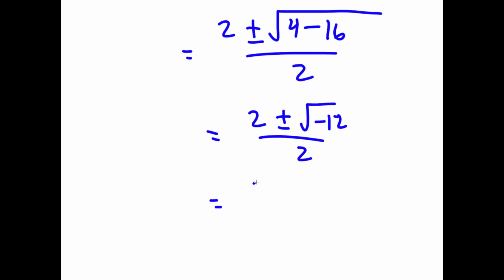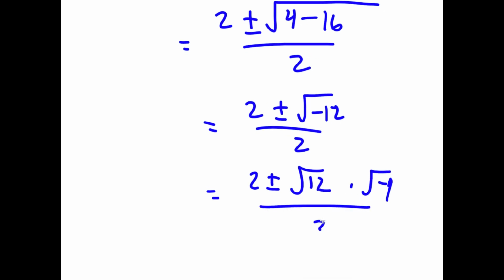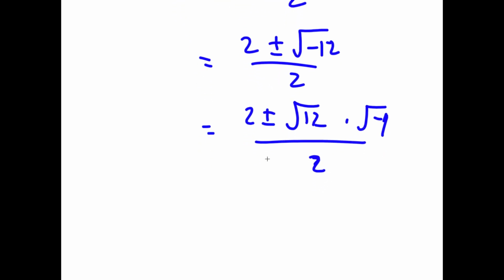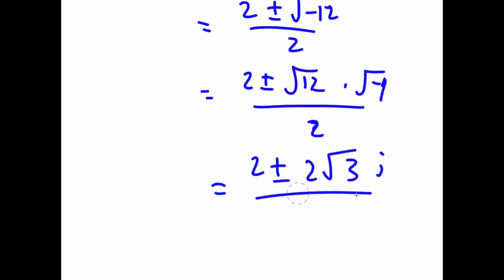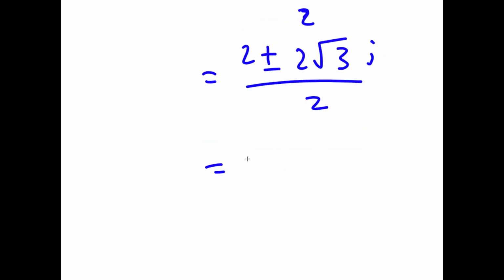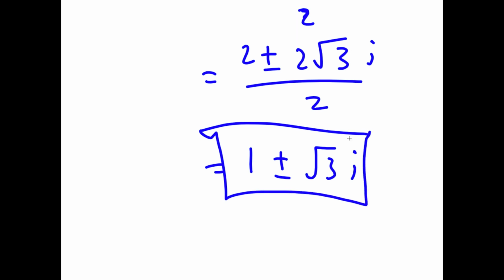And the square root of negative 12, that's equal to the square root of 12 times the square root of negative 1 over 2. And the square root of 12, that simplifies to 2 root 3. And the square root of negative 1, that's simply i. So I have 2 plus or minus 2 root 3 i, all over 2. Now if I divide both sides by 2, I get 1 plus or minus the square root of 3 i. So these are my two solutions.